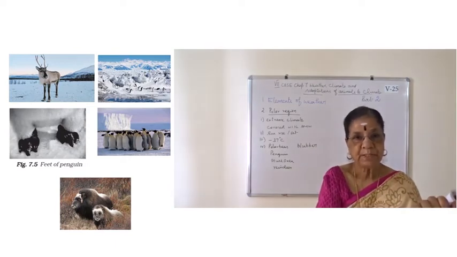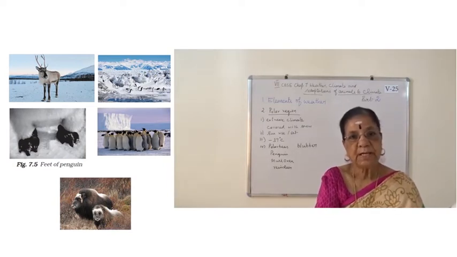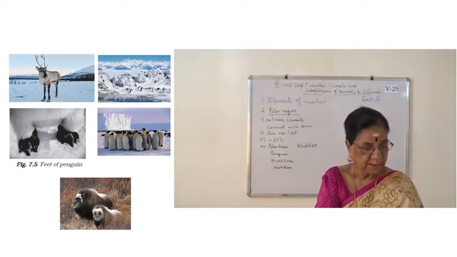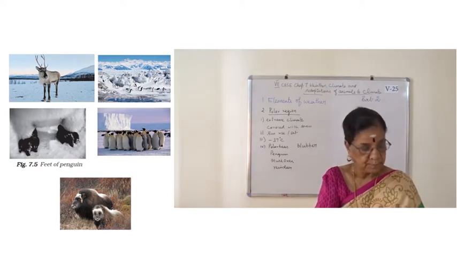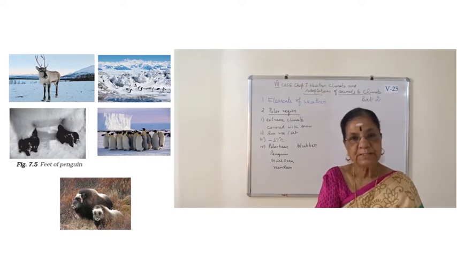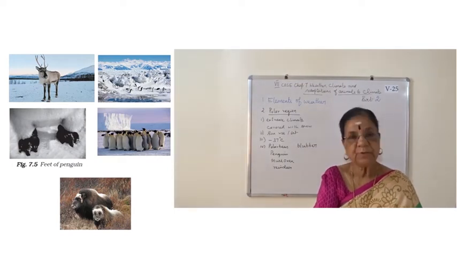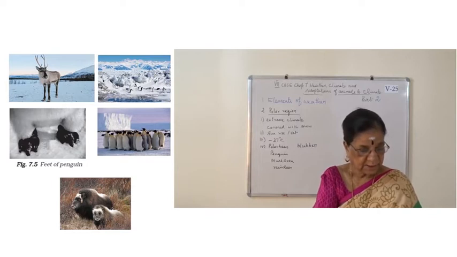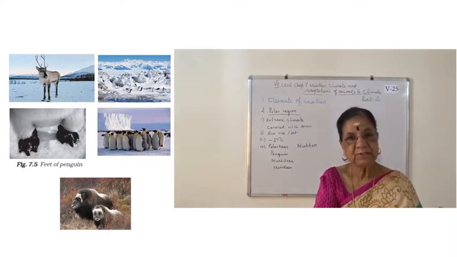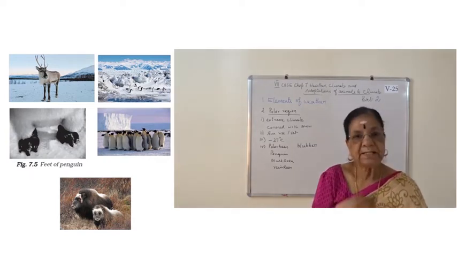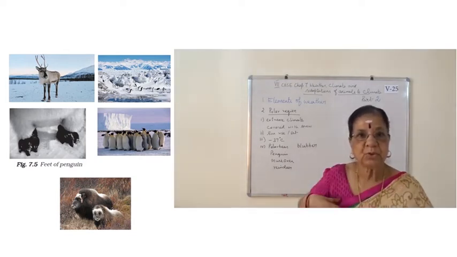Adaptations of penguin. So, I repeat, penguins have a dark back and white front. When they swim, their dark back makes it difficult to see them from above against the dark background of the sea. And their white front makes it difficult to spot them from below against the light background of the sky. I hope you are able to follow this.